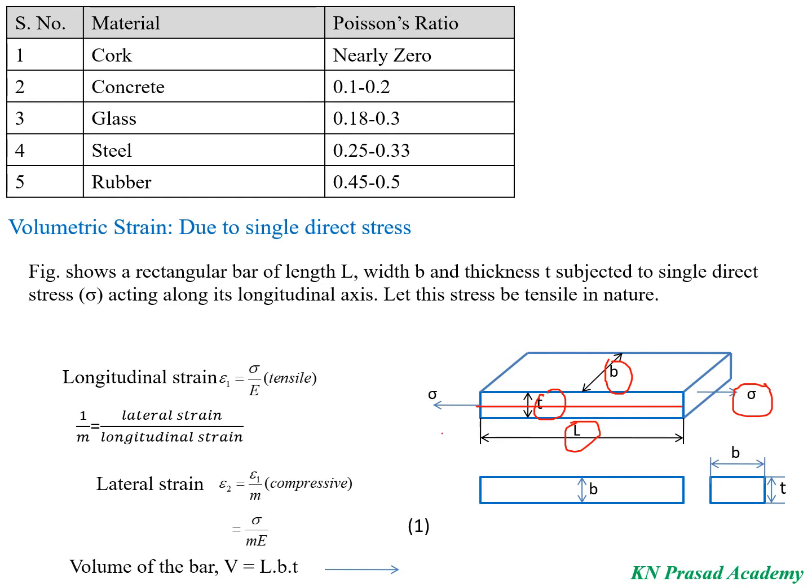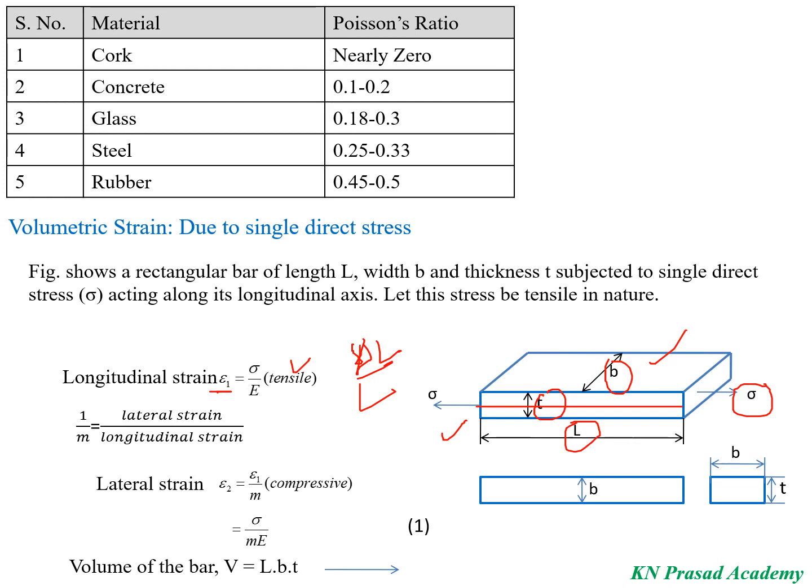So the length will increase, and the lateral dimensions, that is the width and thickness, will decrease. So the longitudinal strain, let us consider epsilon 1, equals the increase in length divided by the original length. It can also be defined as the direct stress divided by the Young's modulus. Here the nature of the stress we are considering is tensile.